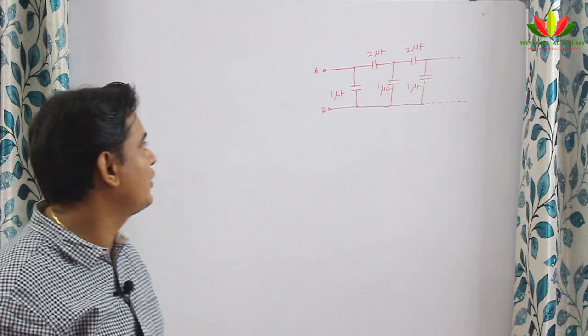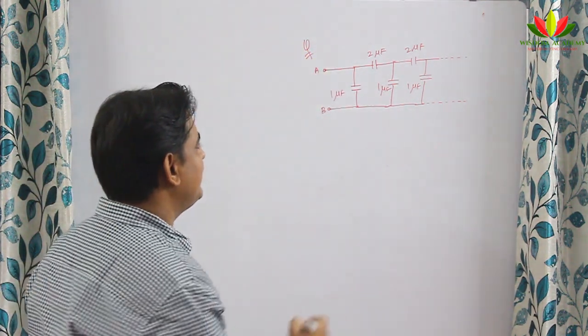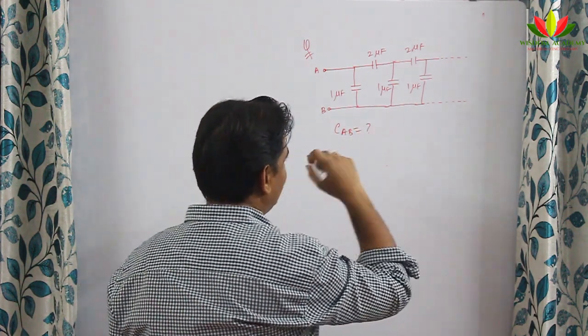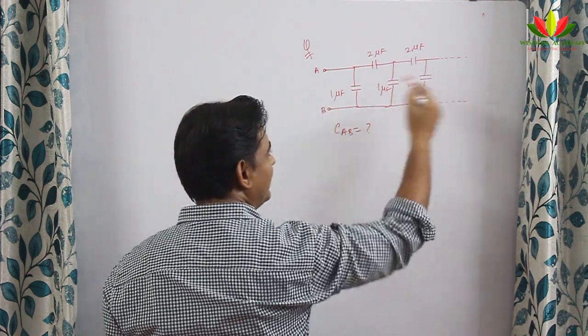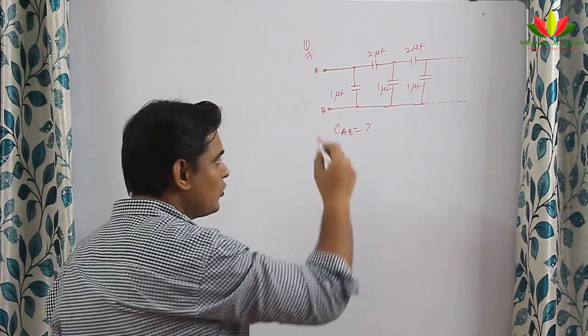Let us see one more question of infinite capacitance. In this question again you have to find the equivalent capacitance between A and B in such a way that 2 microfarad, 1 microfarad, 2 microfarad, 1 microfarad are added like this infinitely. There are infinite number of things like that. So how do we do this kind of question?